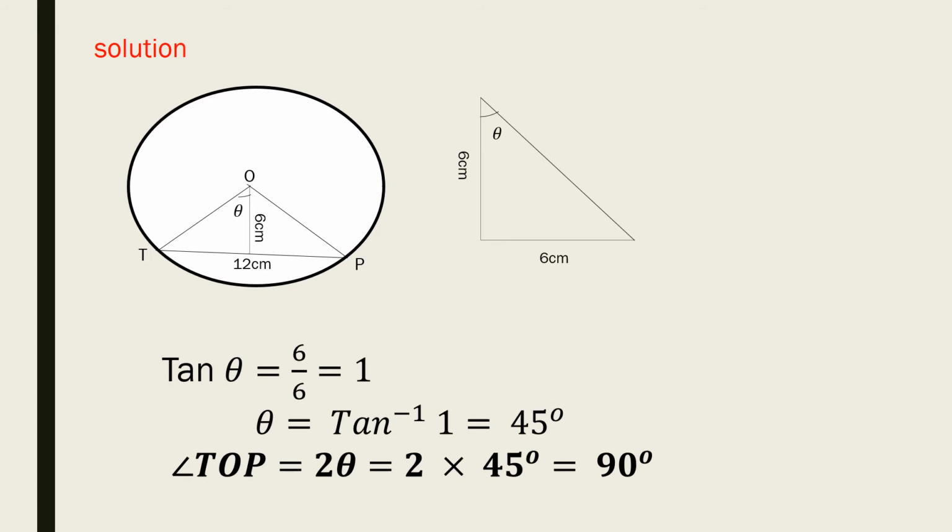Since we are looking for angle TOP, which is twice the angle we have here because it divided into 2 equal parts, we have to multiply 2 by 45 degrees, and that gives us 90 degrees. So angle TOP is 90 degrees.